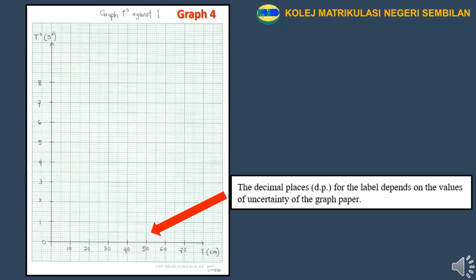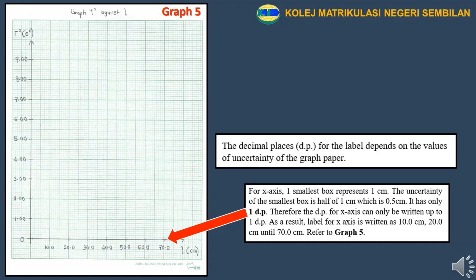The decimal places for the label depends on the values of uncertainty of the graph paper. For x-axis, one smallest box represents 1 cm.